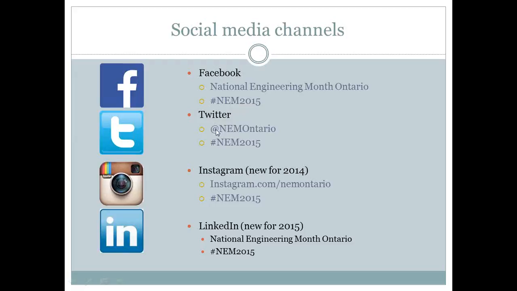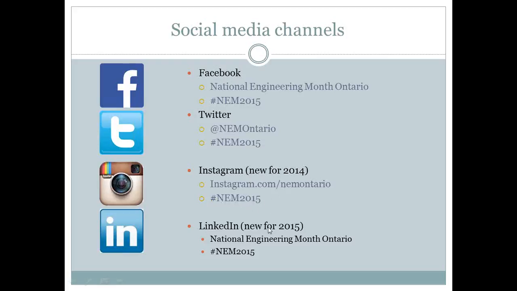Similarly on Twitter, our account or our username is @NEMOntario. So again, if you or anyone you know happens to be on Twitter, we definitely appreciate you following along with us and engaging with us on that platform. Again, another good way to find information that is going to be relevant to us is on hashtag NEM2015. So if you're posting to Twitter, you can use that hashtag as well. Instagram, we revived our account in 2014 and we're continuing to work with it this year. You use hashtags on Instagram as well.